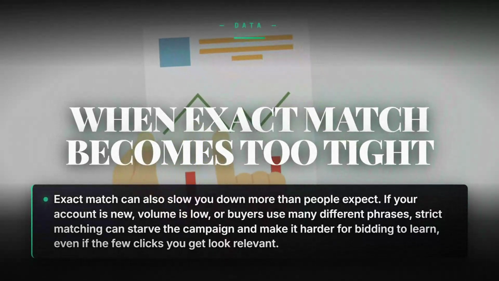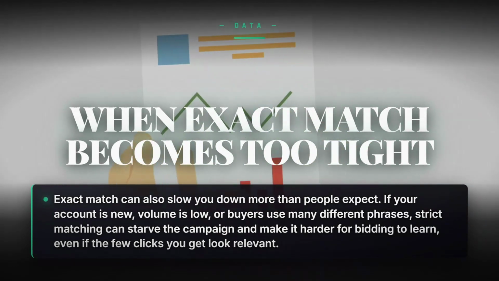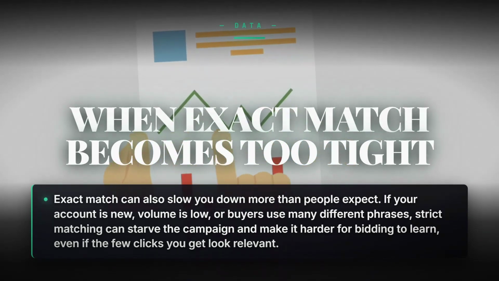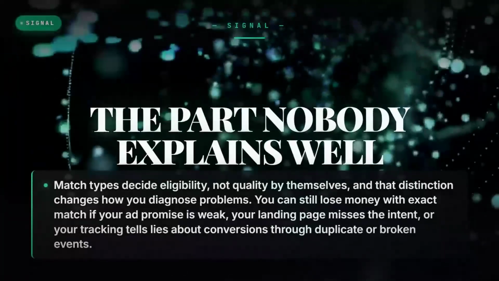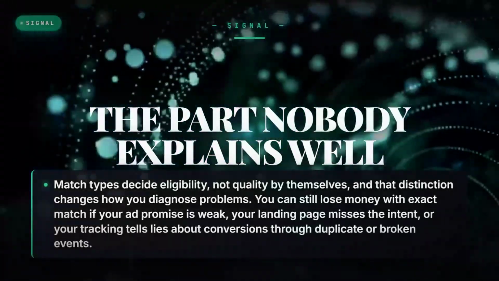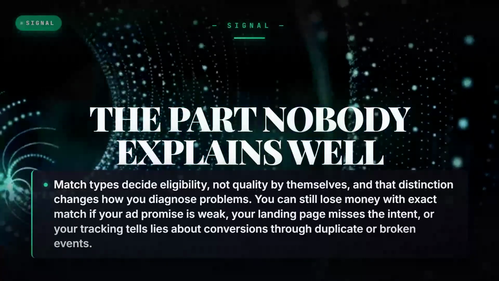Exact Match can also slow you down more than people expect. If your account is new, volume is low, or buyers use many different phrases, strict matching can starve the campaign and make it harder for bidding to learn, even if the few clicks you get look relevant. Match types decide eligibility, not quality by themselves, and that distinction changes how you diagnose problems.